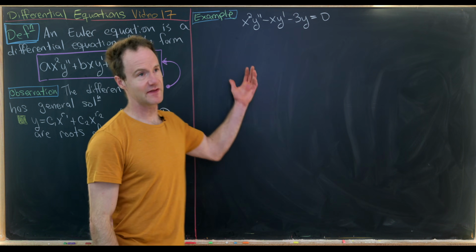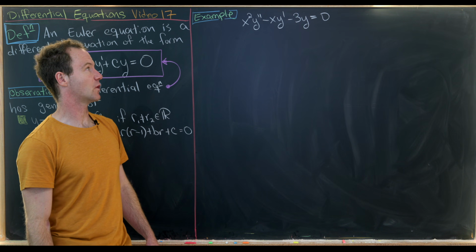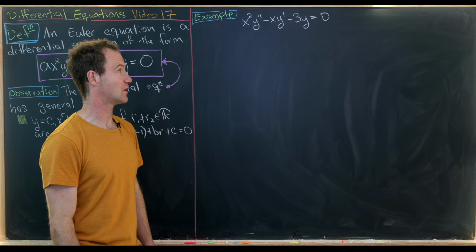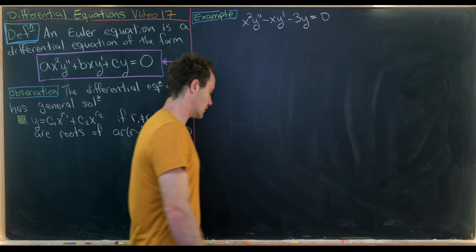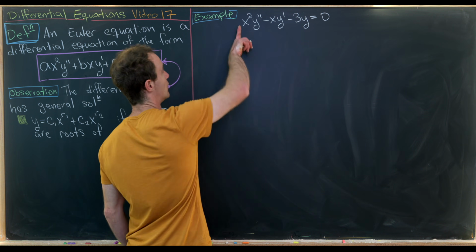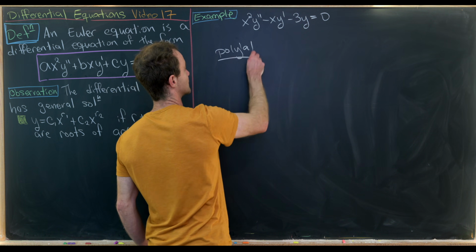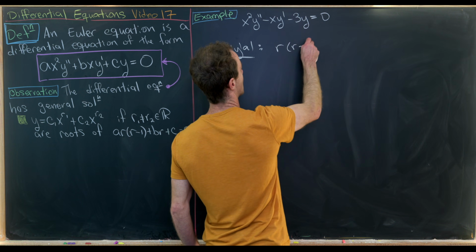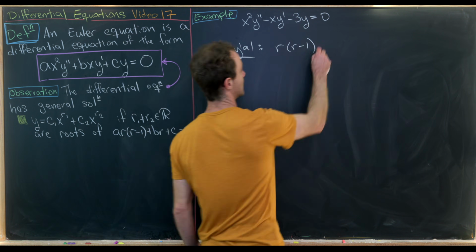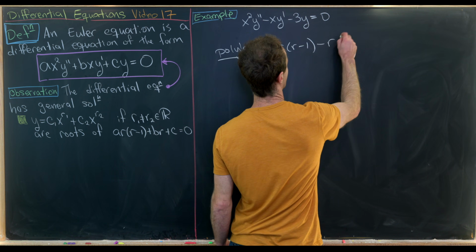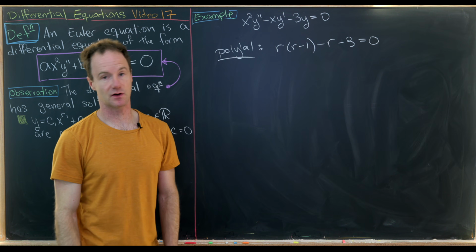So let's apply this to the following example. We have the differential equation x squared y double prime minus x y prime minus 3y equals 0. So what's our polynomial in this case? Well, the number a is 1, so that means that the first part of this is r times (r minus 1). The role being played by b is negative 1, so that'll be minus r, and then the role of c is being played by negative 3. So this is the polynomial that we need to solve.